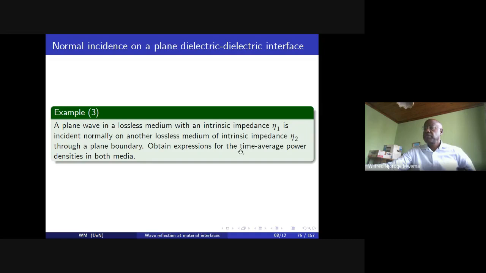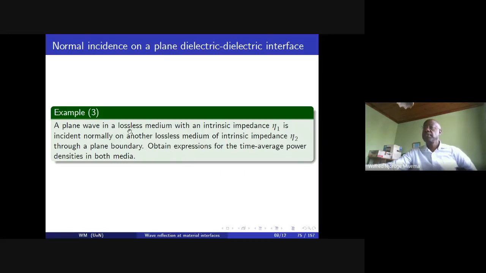Obtain expressions for the time average power densities in both media. Remember, if you look at this, it doesn't look like an electrodynamics question at all, because there are no equations. You can't see any equations. What you need to do as an electrical engineer is to understand the meaning of the words that we use. The words that we use have a unique meaning.